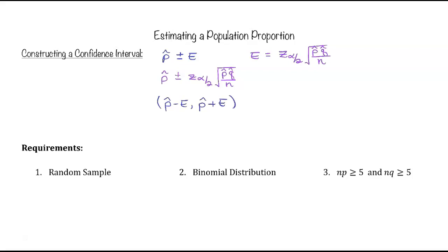When working this out using the formula, the first step is to calculate the sample proportion, p hat. The second step is to calculate the margin of error, capital E. And the third step is to create the interval from p hat minus E to p hat plus E. Now you might be wondering, can we also do this with our calculator?